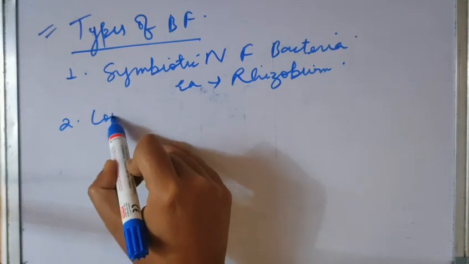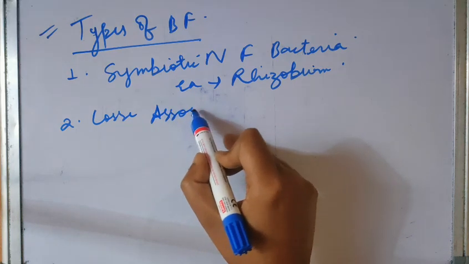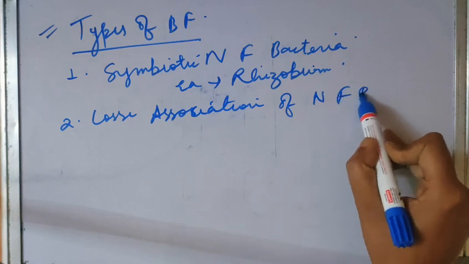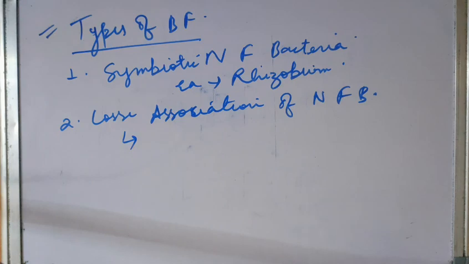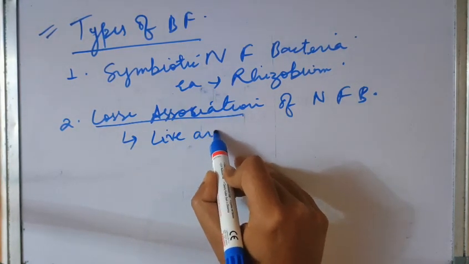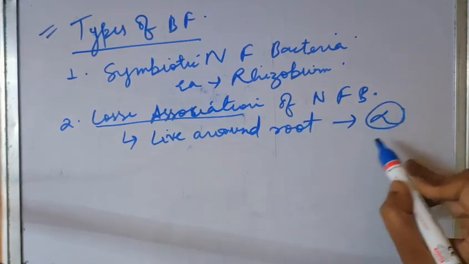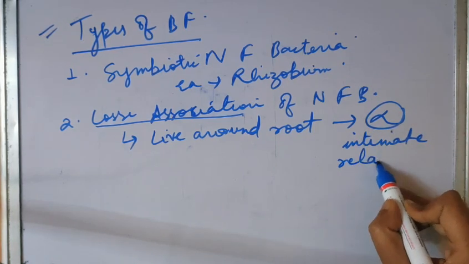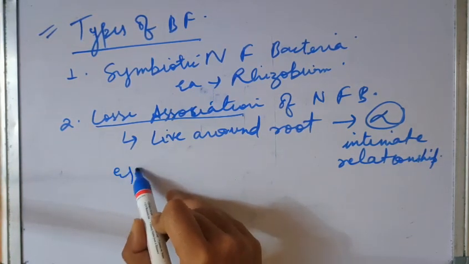And second is loose association of nitrogen fixing bacteria. These live around roots but don't develop an intimate relationship as rhizobium does. Example, Azospirillum.